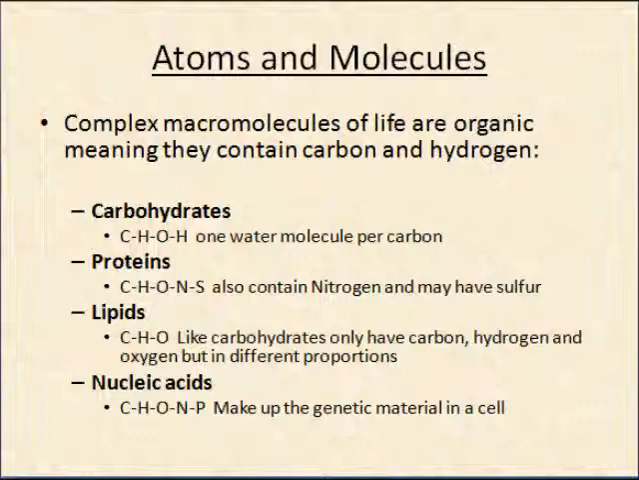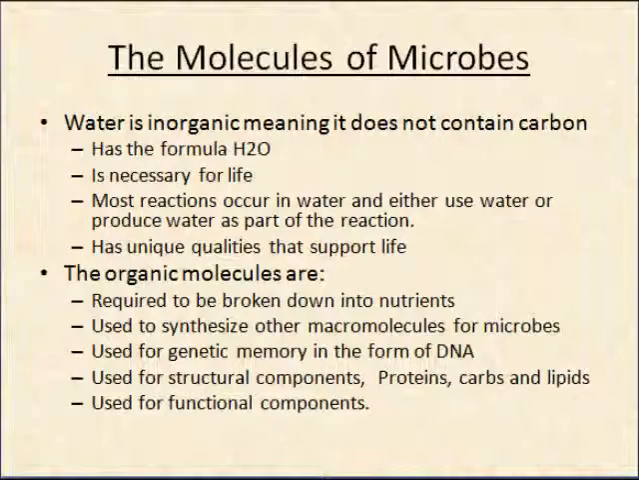We have lipids, and like carbohydrates, they have carbon, hydrogen, and oxygen, but the proportions are a little bit different. And then there are nucleic acids. Like proteins, they contain carbon, hydrogen, oxygen, nitrogen, and phosphorus. They make up the genetic material that's in a cell, and that includes DNA and RNA.